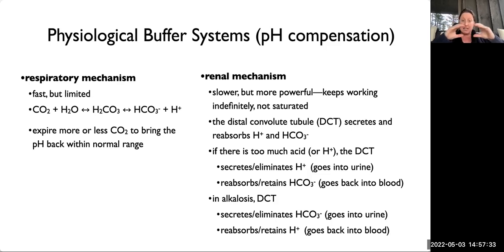So if this represents the tubule and this represents the blood, and the blood has too many protons, then the cells in the tubule are going to pull the protons out of the blood and they go to the urine, and it's going to put bicarbonate in the blood to help soak up some of those protons. In the opposite situation, where the concentration of protons in our blood is low, then that distal convoluted tubule can put protons into the blood and pull bicarbonate out, and the bicarbonate goes into the urine. So this is how the renal mechanism helps to correct pH.